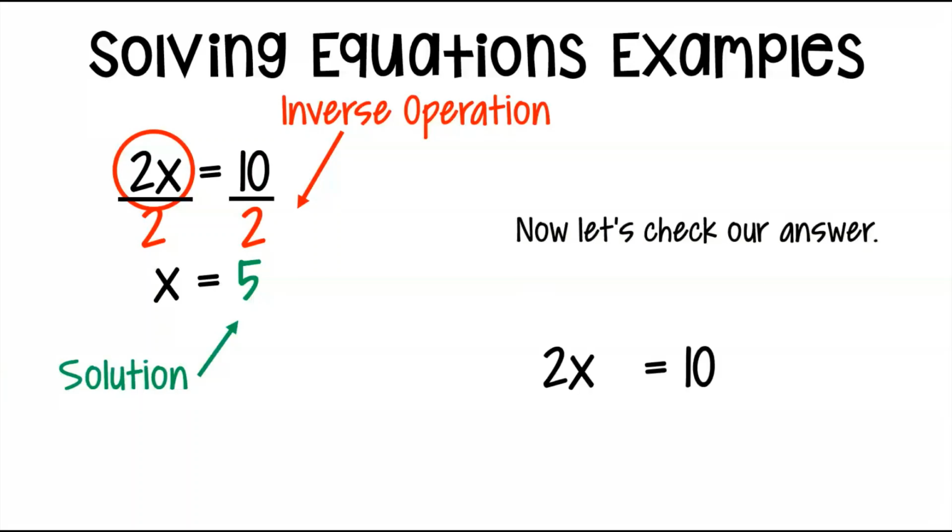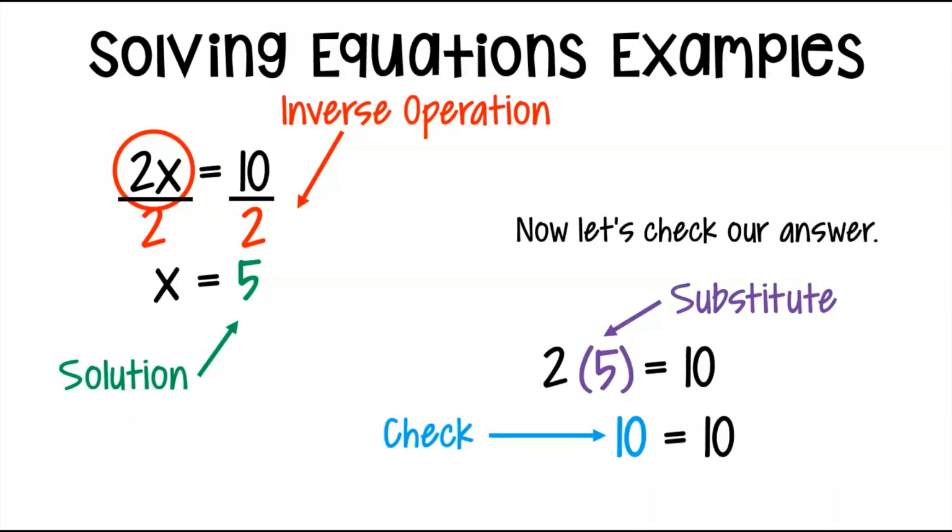So in place of x, we're going to substitute in a 5. And 2 times 5 should equal 10 if we did it right. We're going to check it. 2 times 5 is 10. Since we get the same answer on both sides, we know we're correct. All right, one more example.